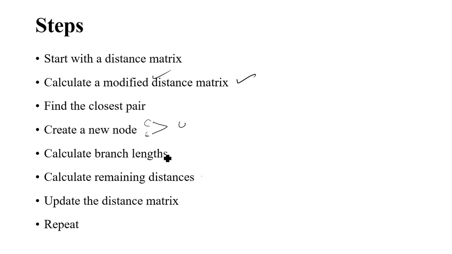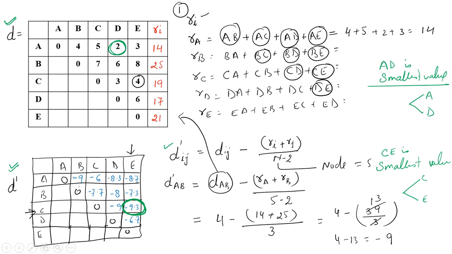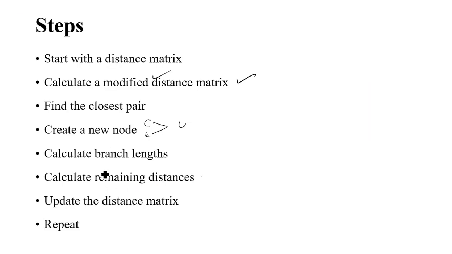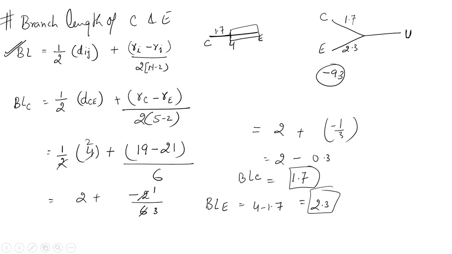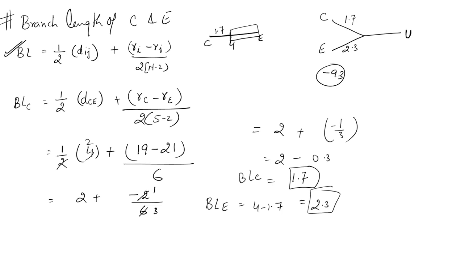Calculate the branch root length. Calculate remaining distance, which means again we have to update the distance. Calculate the remaining distances and update the distance matrix. So now we have to update the distance matrix. It means our CE, and CE is nothing but U here. So CE becomes a common node.